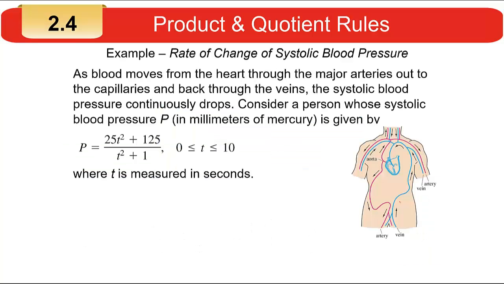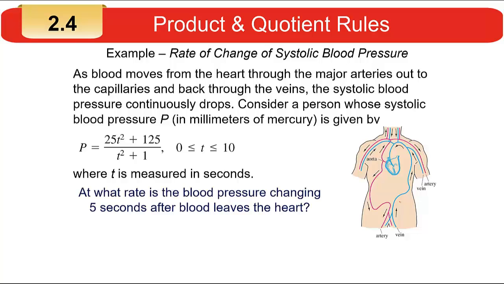Let's end on an application problem. As blood moves from the heart through the major arteries out to the capillaries and back through the veins, the systolic blood pressure continuously drops. Consider a person whose systolic blood pressure P in millimeters of mercury is given by the equation P equal to, in the numerator, 25t squared plus 125 over the quantity t squared plus 1, and that's defined between 0 and 10 for t, and t is measured in seconds.